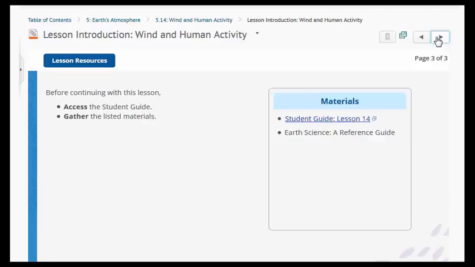Next, you're going to want to open up the student guide. You may want to print this or just keep it open. It will help you take notes on the lesson. You can find it on page 3 of the lesson introduction.